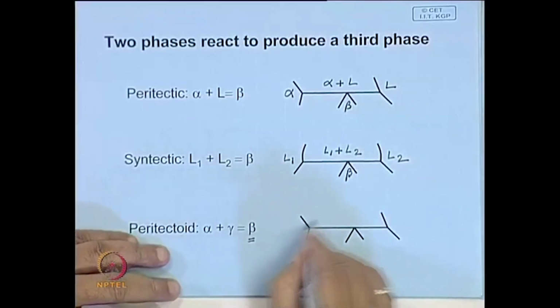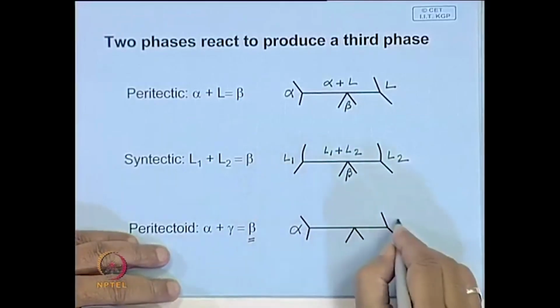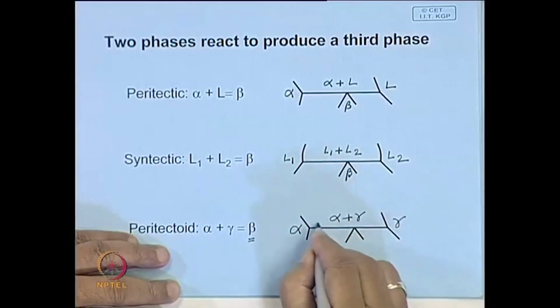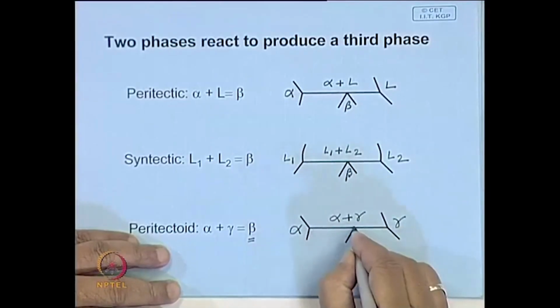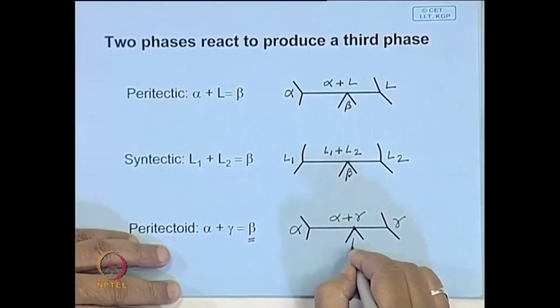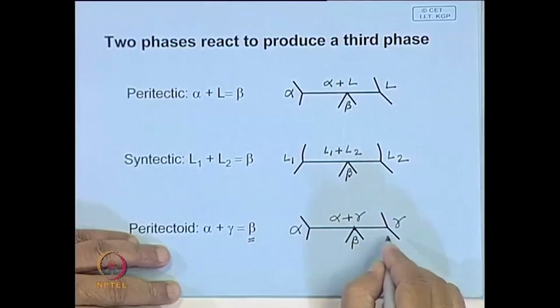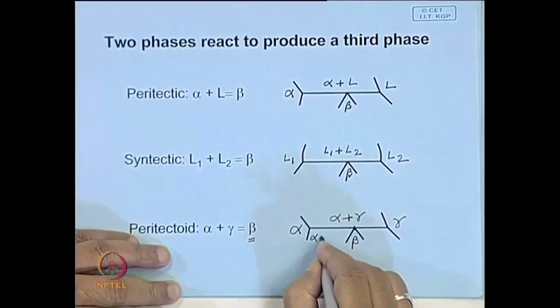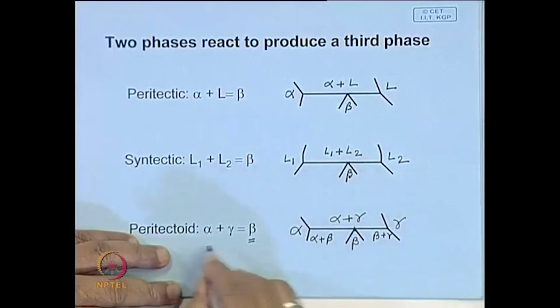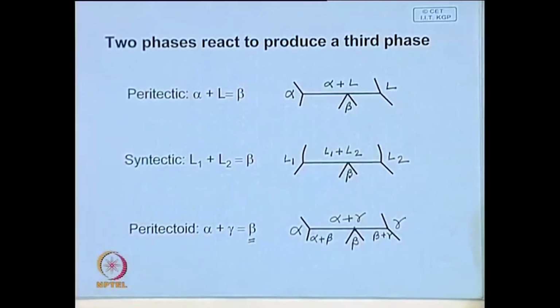So, here this is alpha, this is gamma, here you have alpha and gamma coexisting in this region, and in this particular composition these two react and give you a different phase beta, and this part you will have alpha plus beta, this part you will have beta plus gamma. This is called peritectoid reaction.